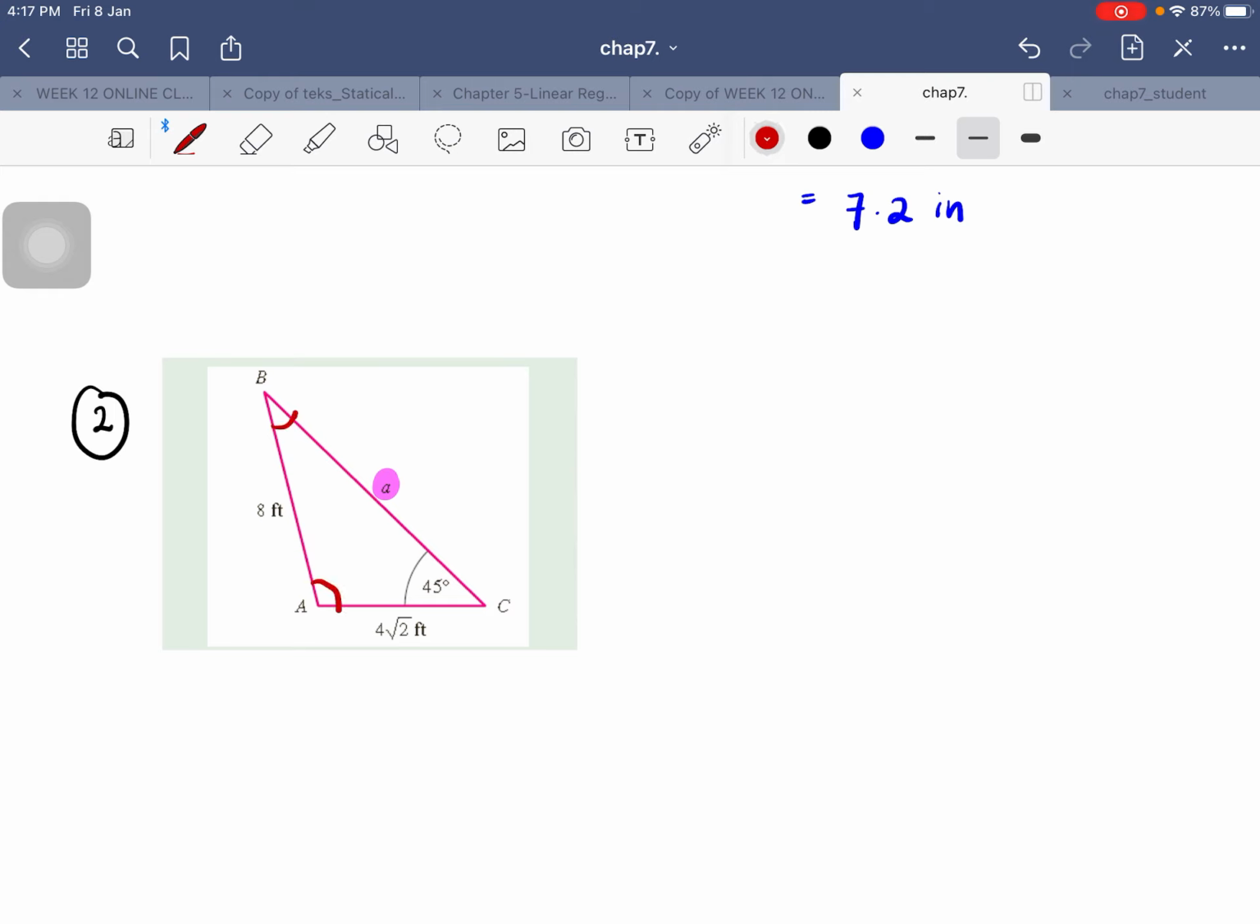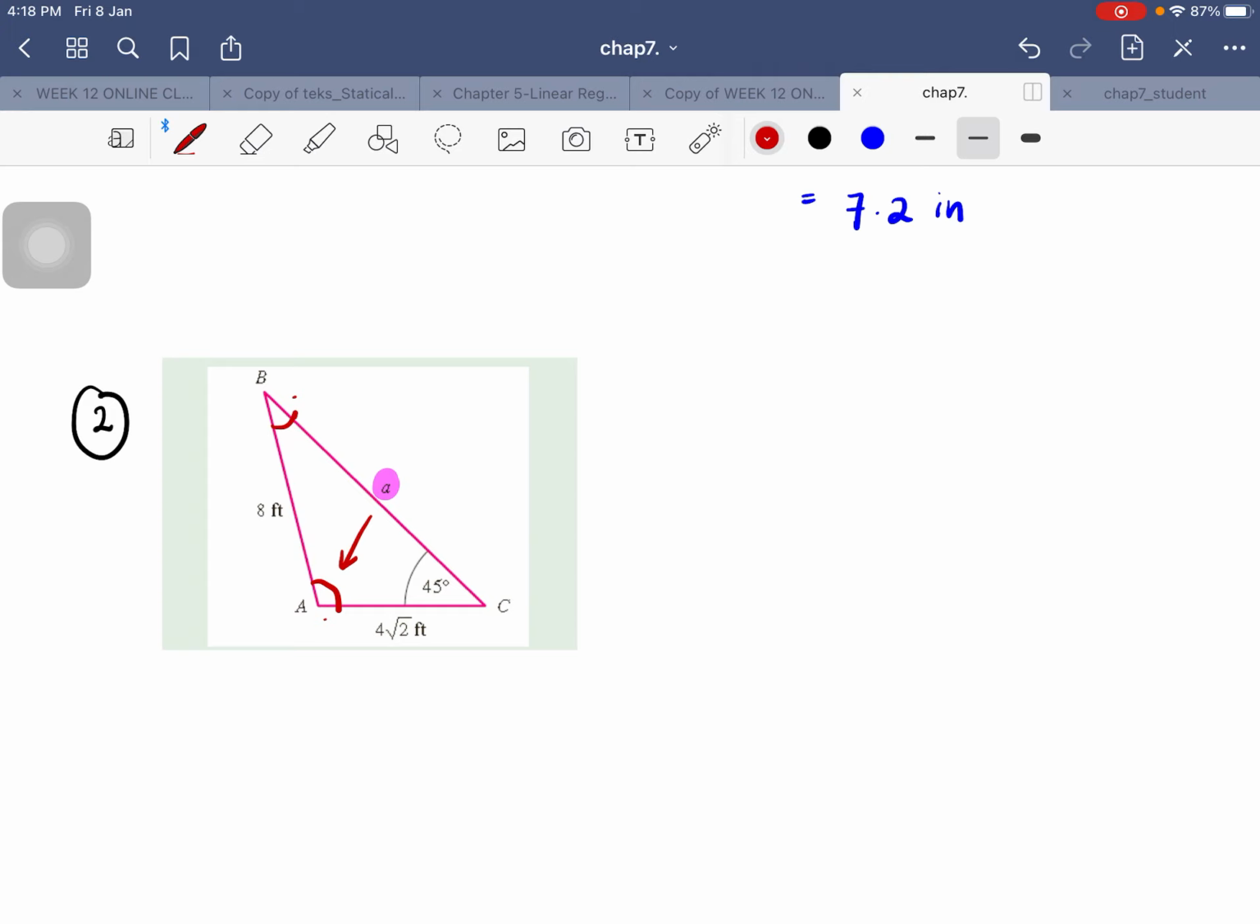We don't actually have to find both A and B. We can just find one of them and use the rule of the triangle, the fact that when we add up all the angles, it should be 180 degrees. So I'm going to call this our angle of capital A. This is going to be our angle of capital B. Now, I cannot find A yet.